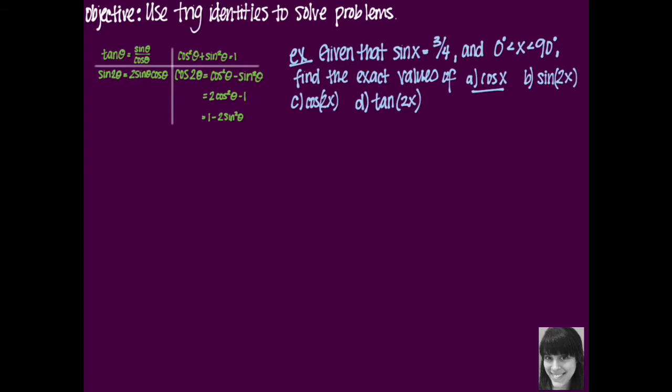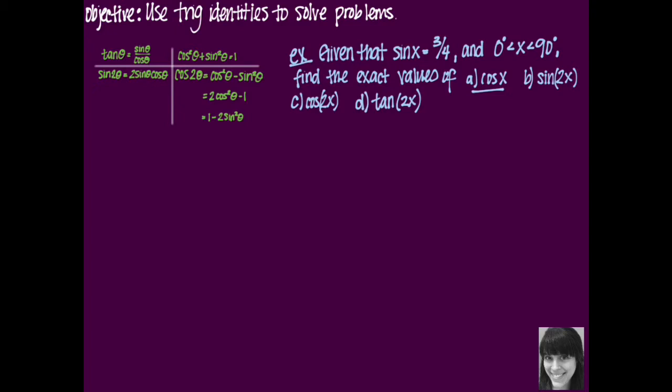The first example, given that sine of x equals 3/4 and that x is in between 0 and 90 degrees, find the exact values of cosine of x, sine of 2x, cosine of 2x, and tangent of 2x. So keep in mind that x itself is in between 0 and 90, but 2x could be outside of that. Okay, so if we get a negative cosine of 2x, that's fine, because it's 2 times x.